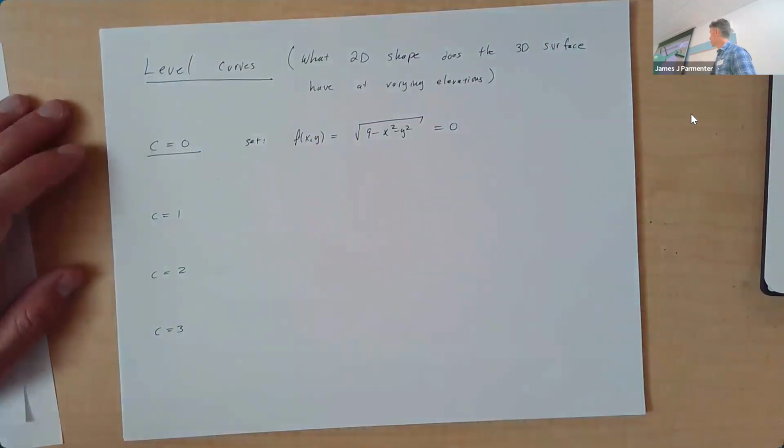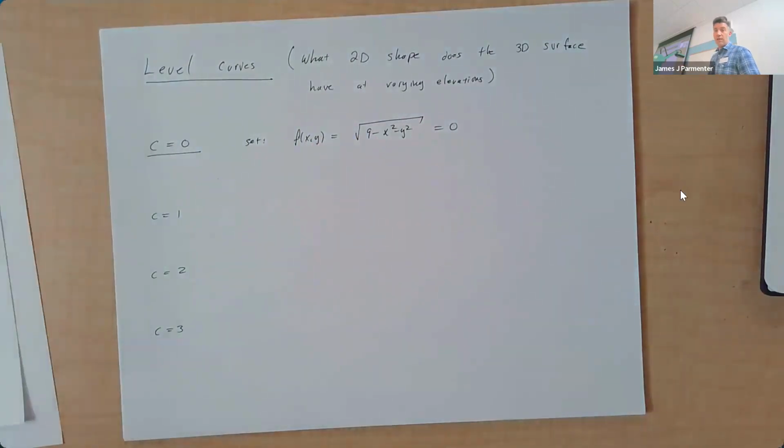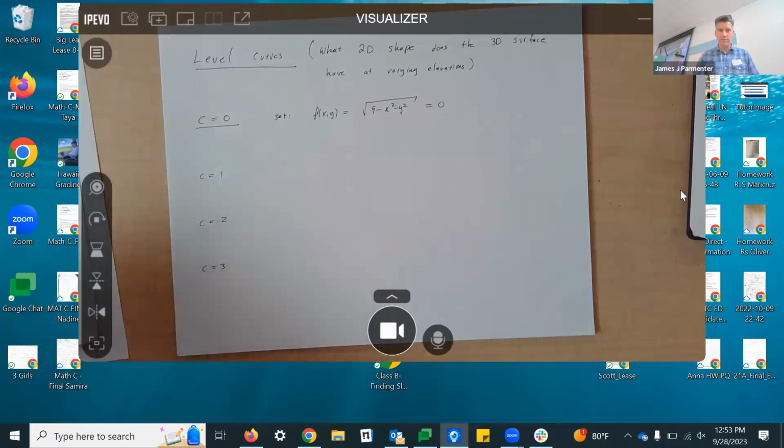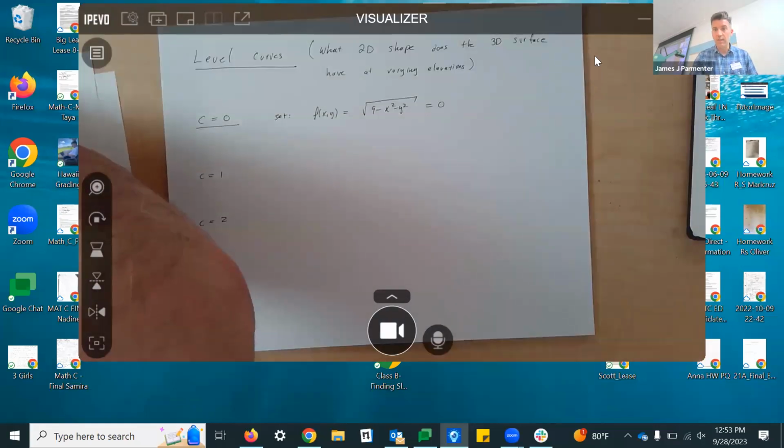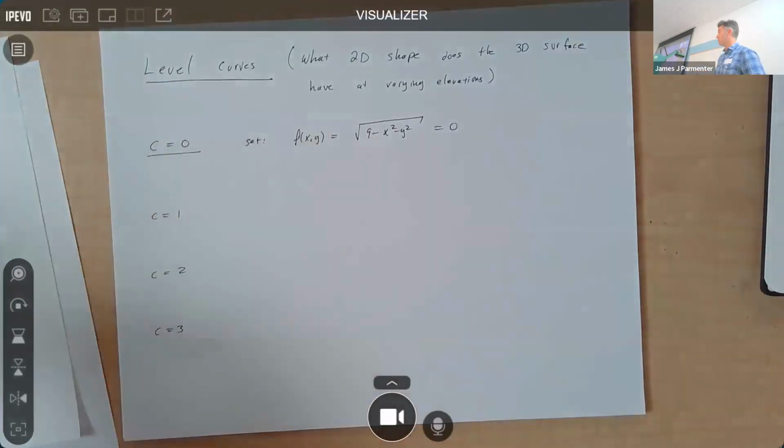Question? Yeah, what are the c values? So the c values are just the heights that we're going to pick. When I say c equals 0, I'm asking what the 2-dimensional curve of the surface looks like if we go to a height of 0, or if we cut it with the plane at z equals 0. But we like to use c. I don't actually know why someone decided we should use c instead of z, but we do.